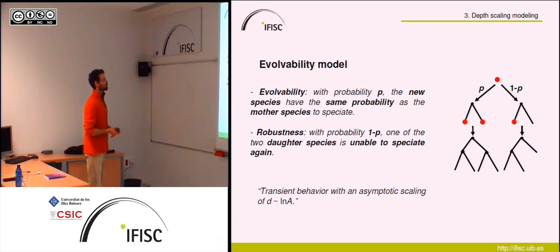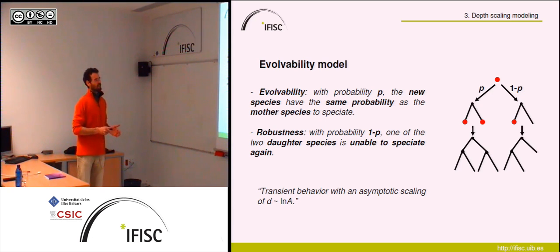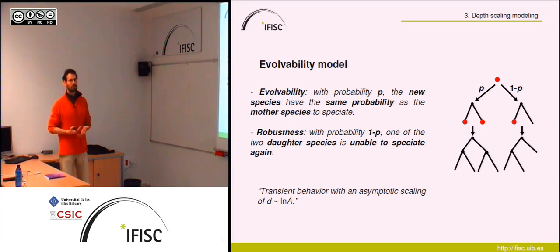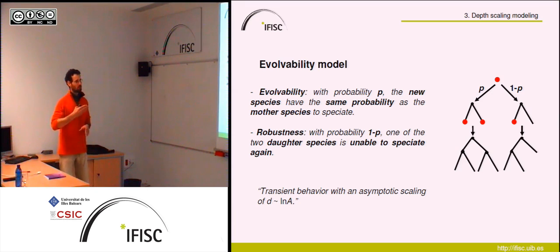The model that we propose is the evolvability model, and this is based on two possible evolutionary outcomes. On the one hand, evolvability; on the other hand, robustness. For a given species, all the species that are able to speciate at a certain time will speciate, and each species will give rise to two new species.